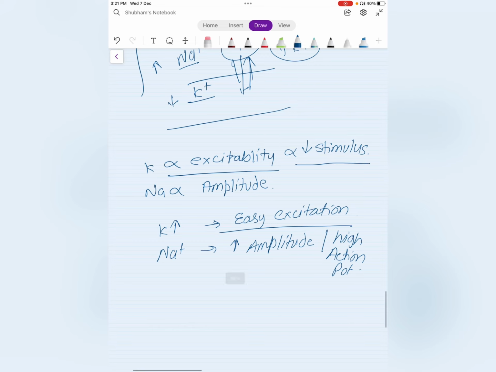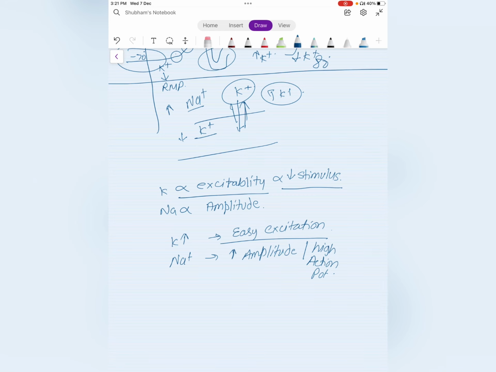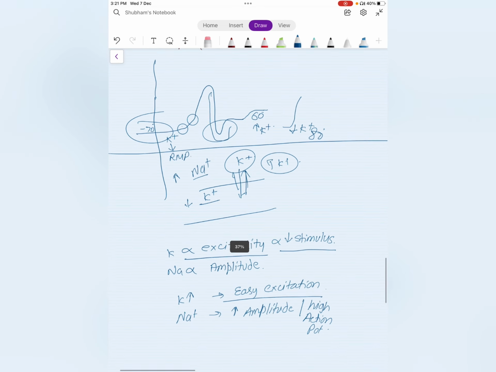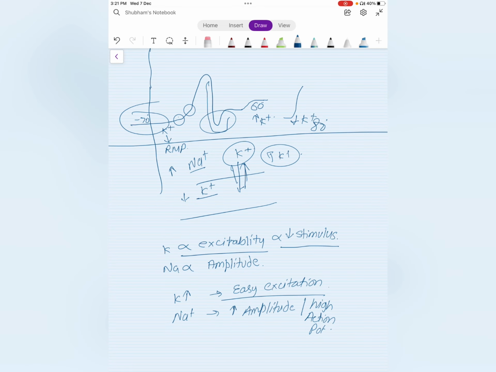Okay, so these are the basic introduction to action potential. We will learn more about it when we discuss the neurophysiology part. But for now, this much was needed to understand the concept of the cardiac cycle and ECG specifically, which will be discussed.